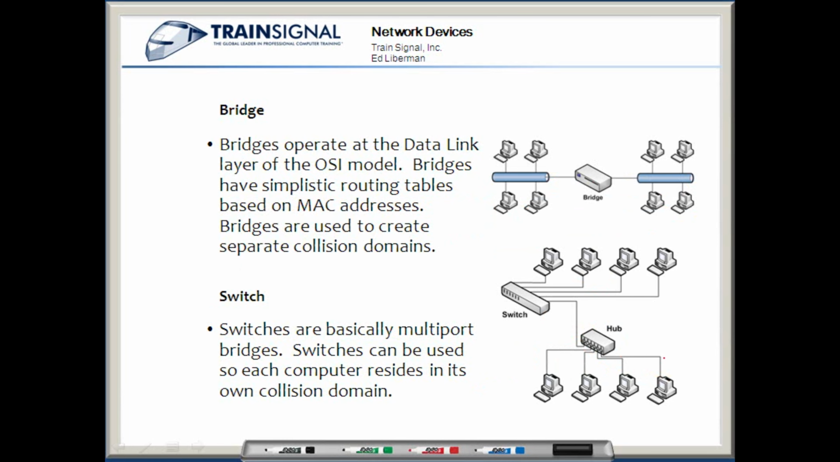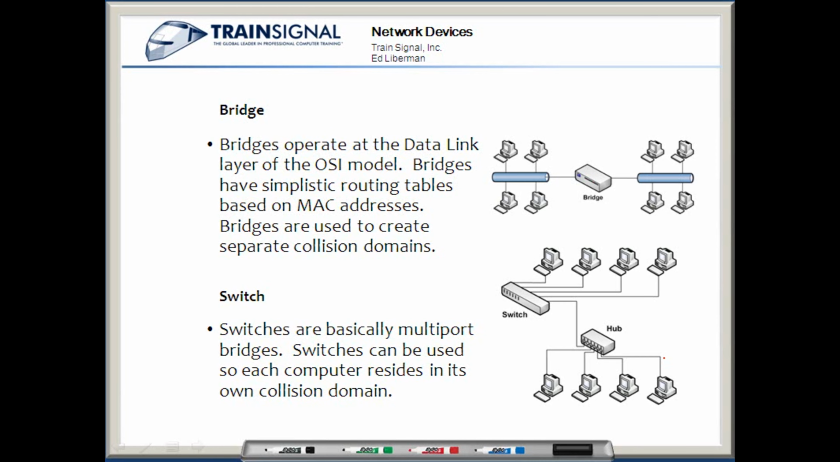Now, if we move up one layer in our OSI model, moving up to the data link layer, or layer 2 of the OSI model, we'll find our bridges and switches. A bridge is a device that has a very simplistic routing table based upon MAC addresses, the physical hardware addresses of the network cards. Bridges are used to create what's called separate collision domains.